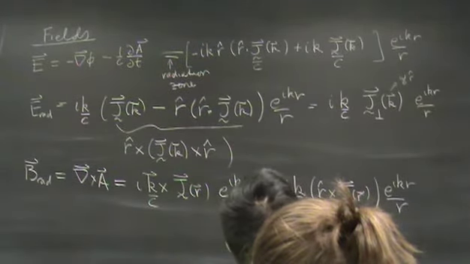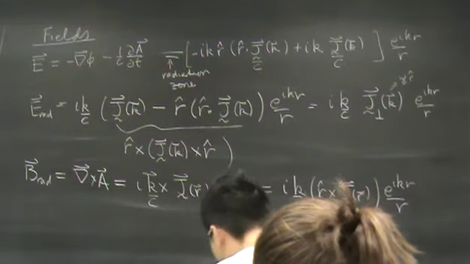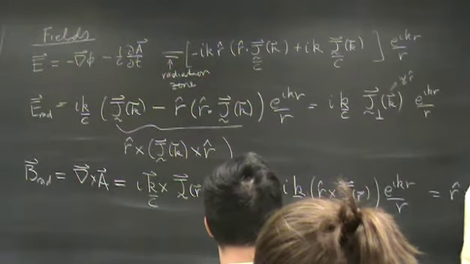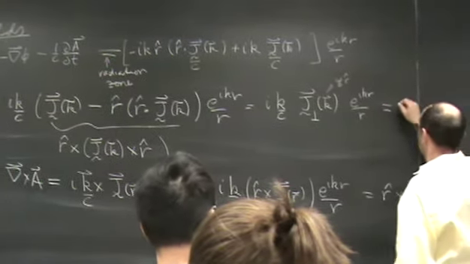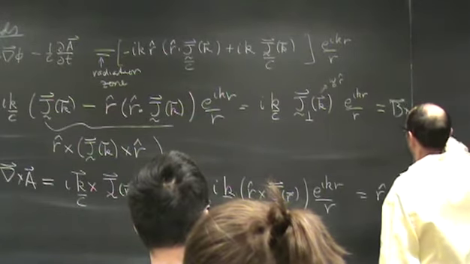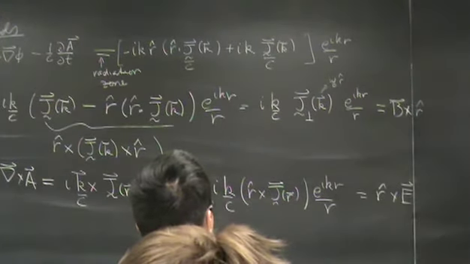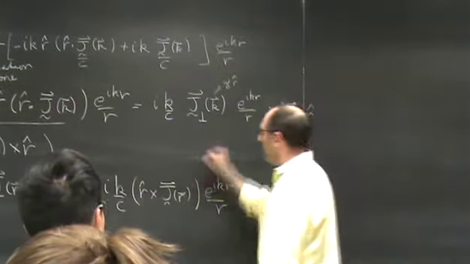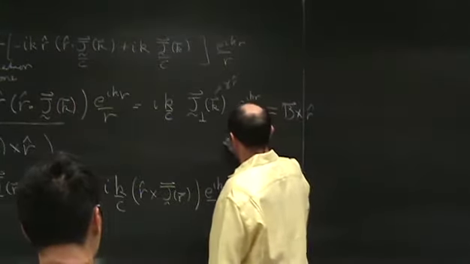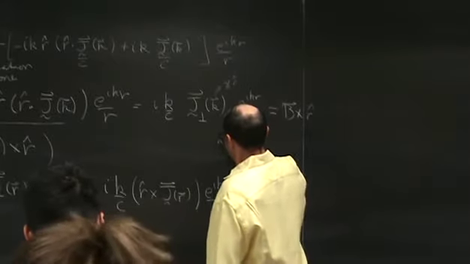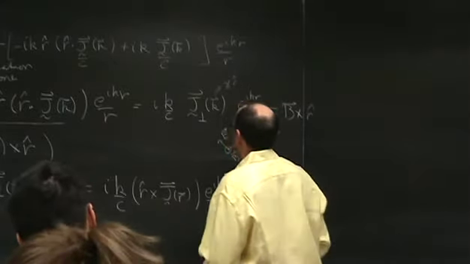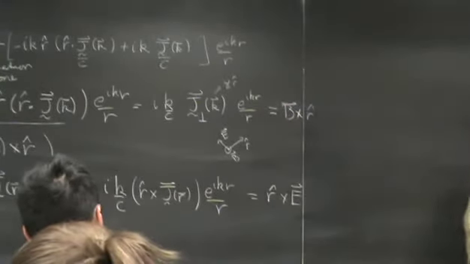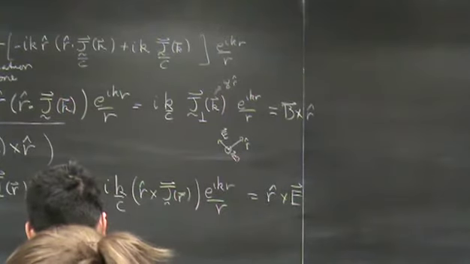And so we see, of course, that E and B are related. This is r hat cross E. E is equal to B cross r hat, which we must expect from the right-handed system of direction of propagation, E, B. E cross B is r hat, etc. Assuming I got my signs correct, I hope I did.